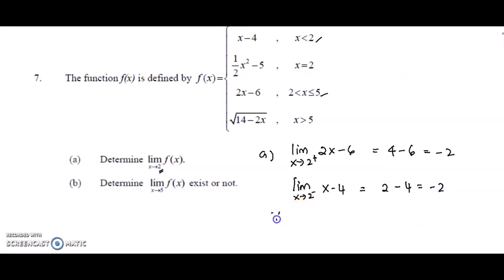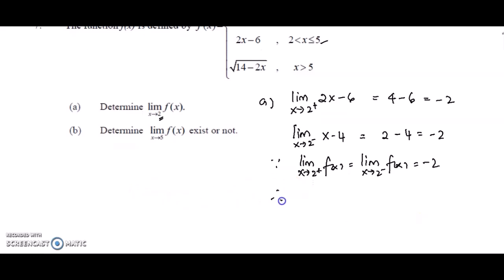Then we say that since the limit from the right side is equal to the limit from the left side, both of them equal negative 2, our conclusion is that the limit when x approaches 2 of f(x) is equal to negative 2. Just by considering these two values, if they are equal, then the limit when x approaches 2 exists, and it is equal to negative 2.